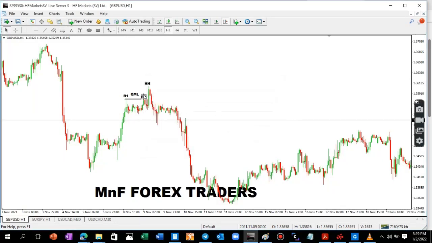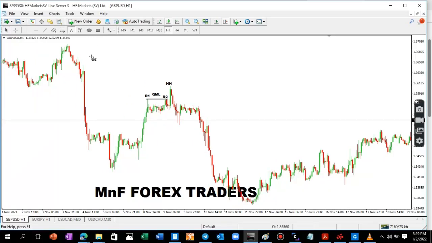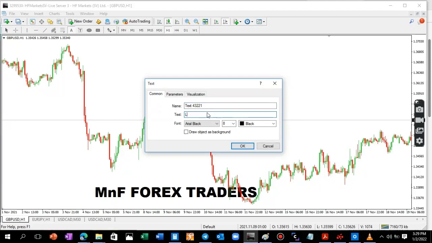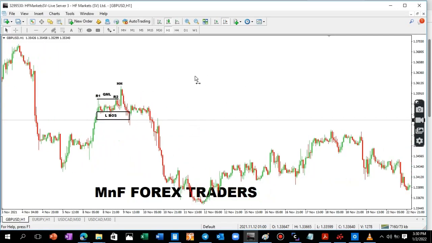So this traps traders, right? Once people see this, they want to sell, and the market just takes them out, and the market drops. Then from here, I have my low. The low was somewhere here. I have my low and break of structure right there. So this is my low and break of structure, right?